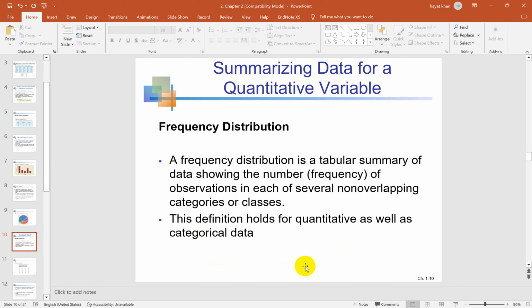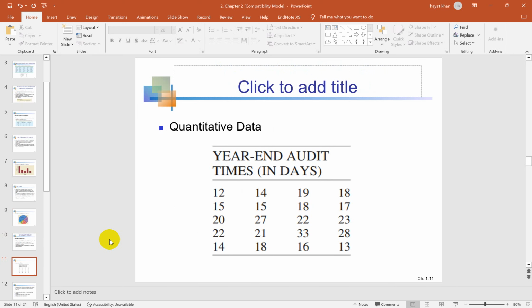Frequency distribution. A frequency distribution is a tabular summary of data showing the number of frequencies or observations in each of several non-overlapping categories or classes. This definition holds for quantitative as well as categorical data. Here is the quantitative data for the year-end audit times in days.